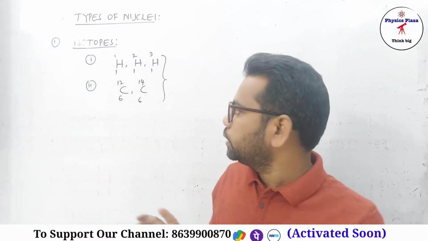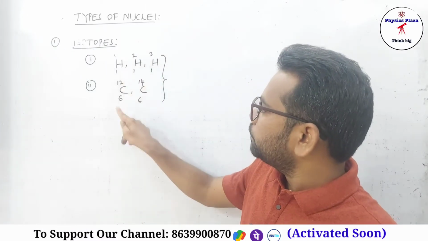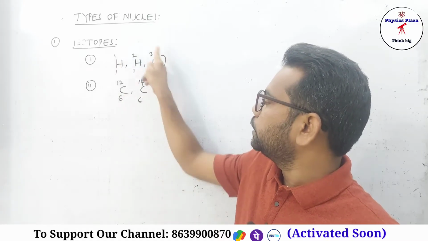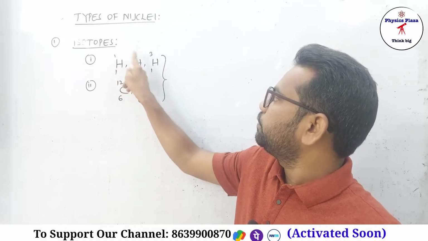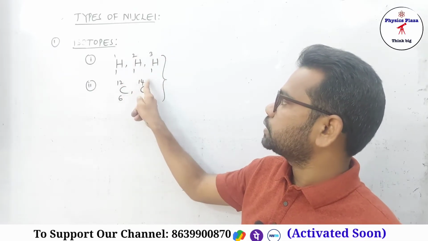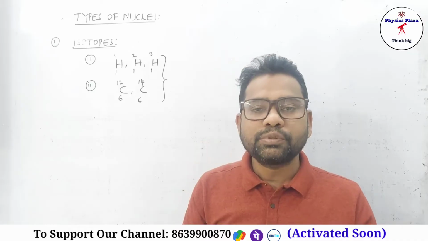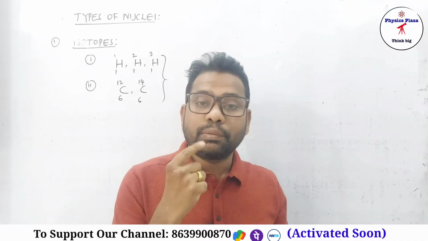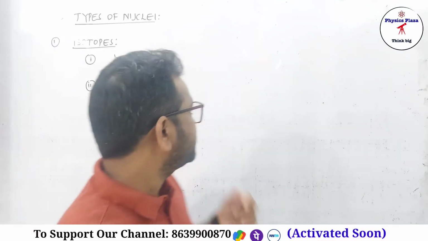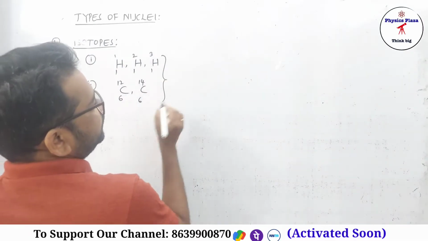What is the common factor here? Yes, these atoms have the same atomic number. These three have the same atomic number, different mass number. Here also, same atomic number, different mass number, which means the atoms with the same atomic number but different mass number are called isotopes. Clear? Fine, children.